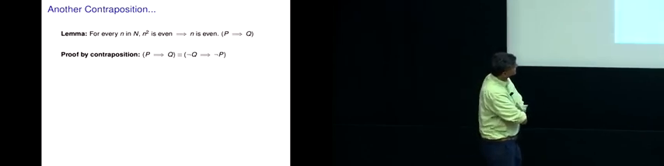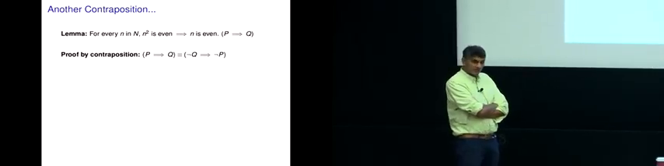Okay, so let's do it by contraposition. What is contraposition? Not Q implies not P. What is not Q? Remember, Q is n is even. So what is not Q?